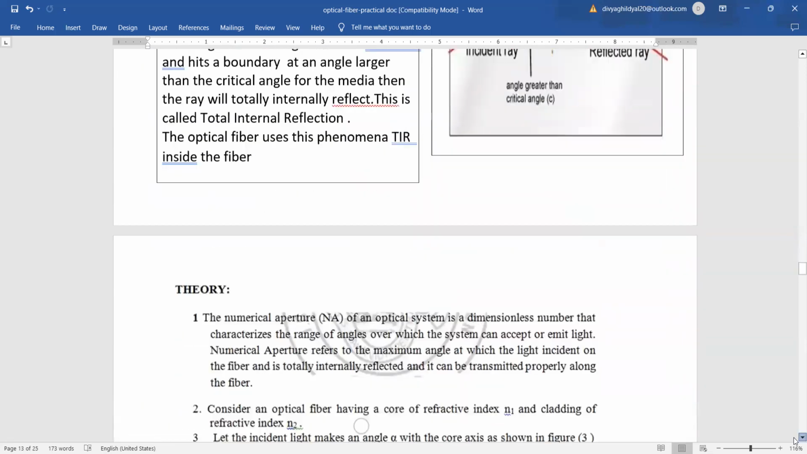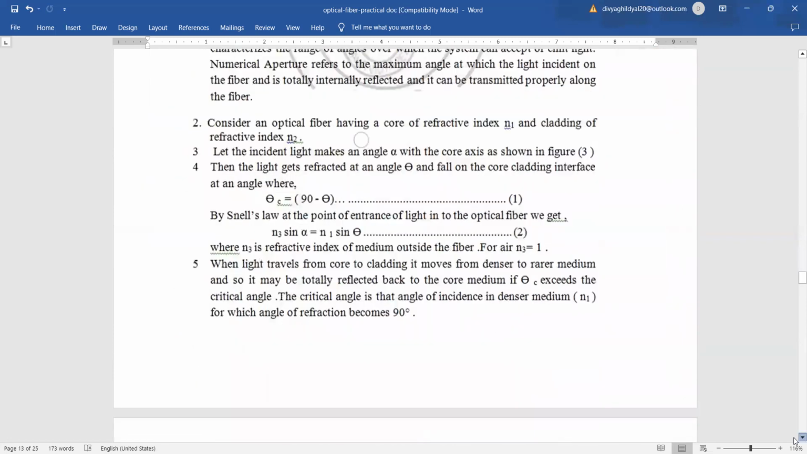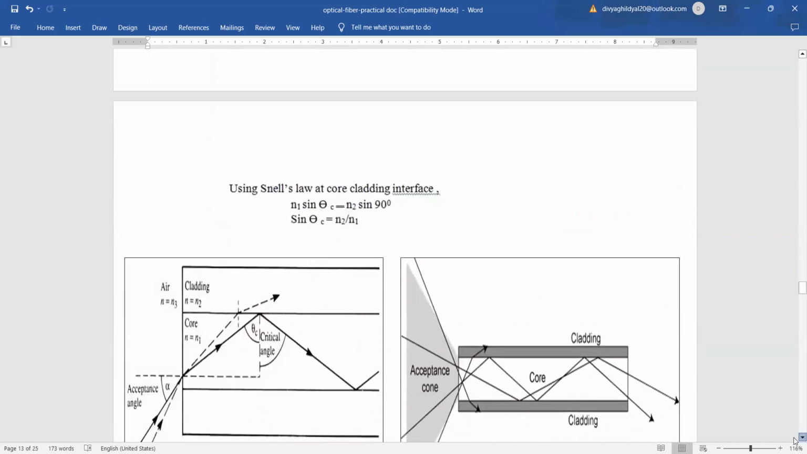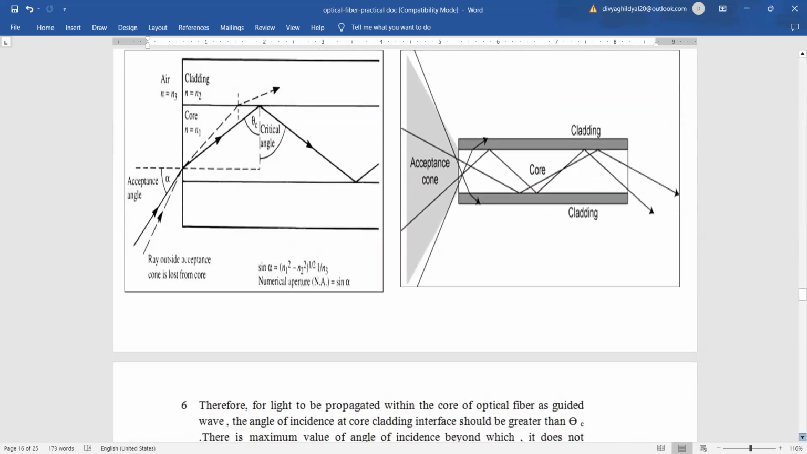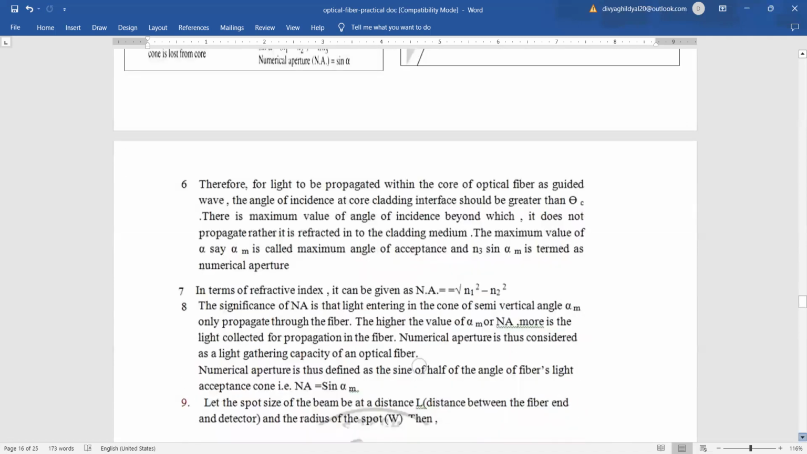So let us begin the experiment. It is a very simple experiment based on the phenomenon of total internal reflection. And we have come here to find the numerical aperture. That means how much it is going at the opening.